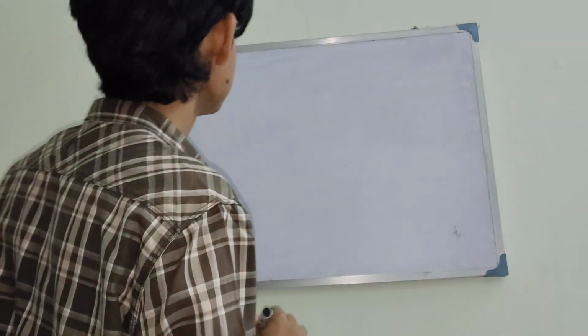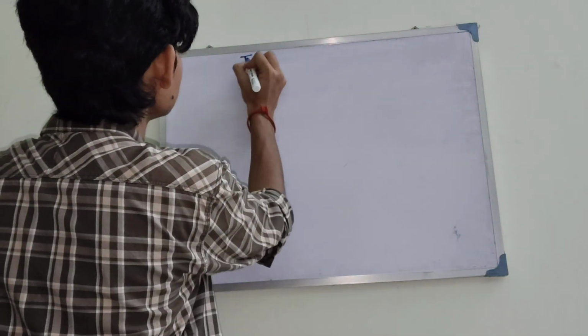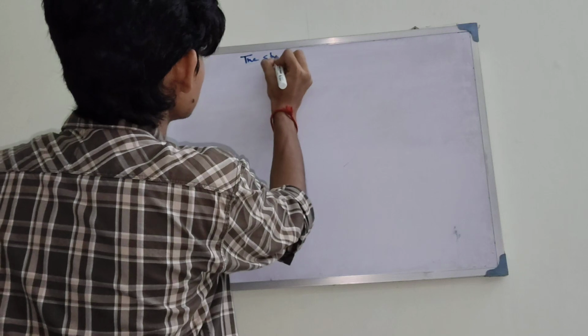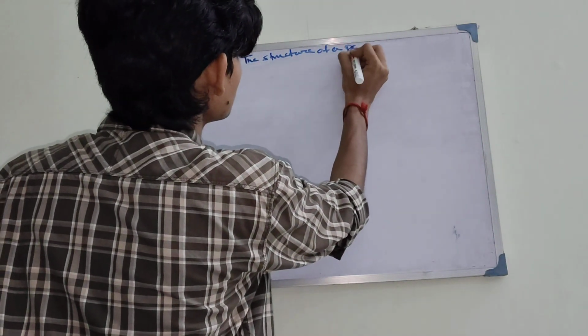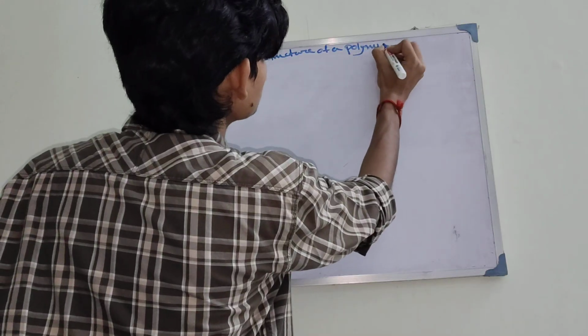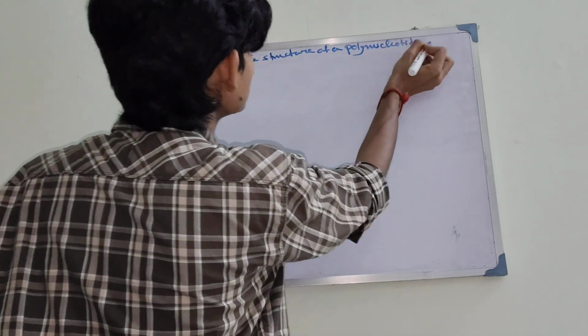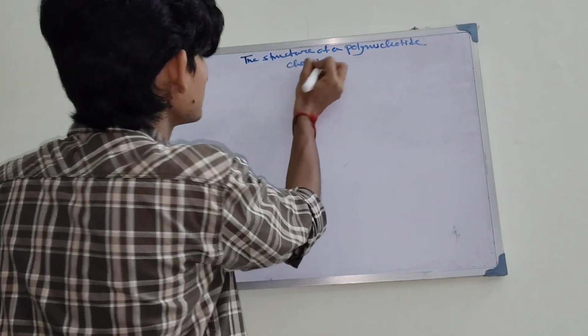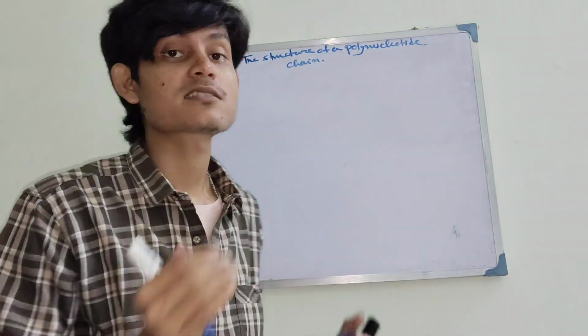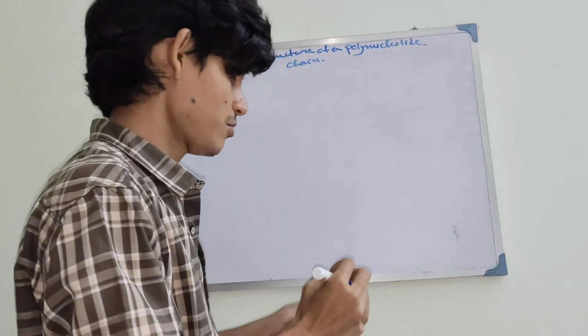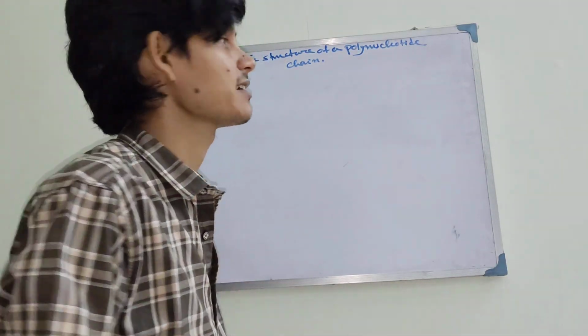The topic that we are going to learn today is a very important topic from your class 12 NCERT book, chapter 5, Molecular Basis of Inheritance, and the name of the topic is the structure of a polynucleotide chain. It is a fundamental feature that you must learn to understand the structural features of DNA or RNA. Without this, you cannot understand the DNA RNA structure.